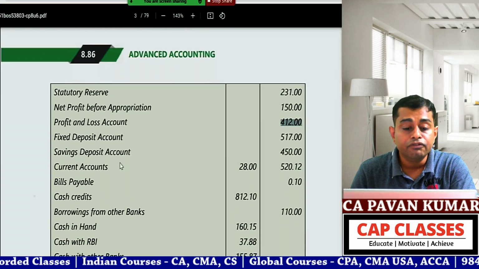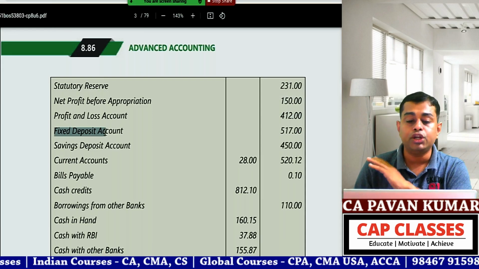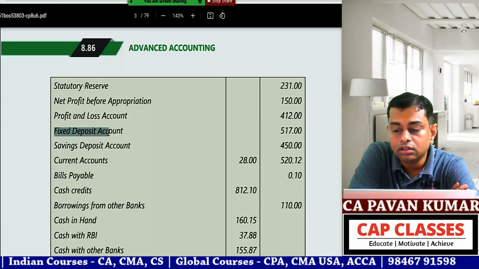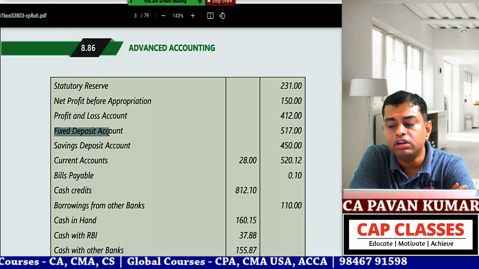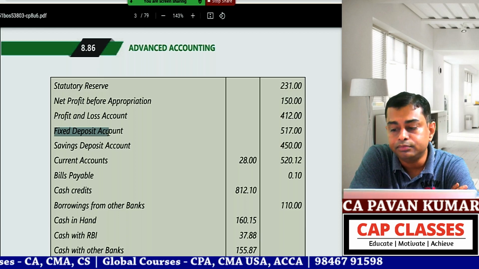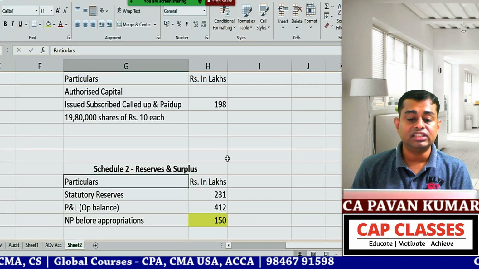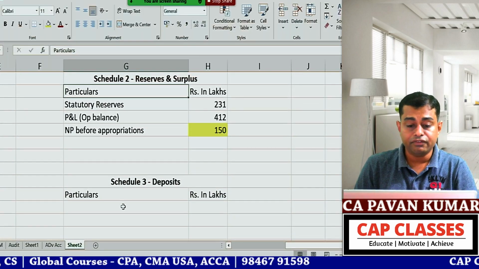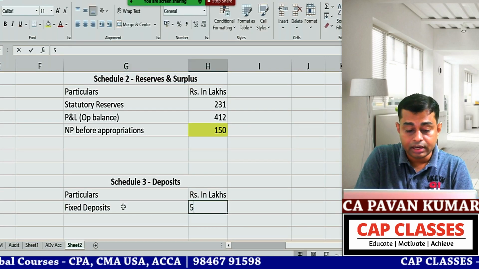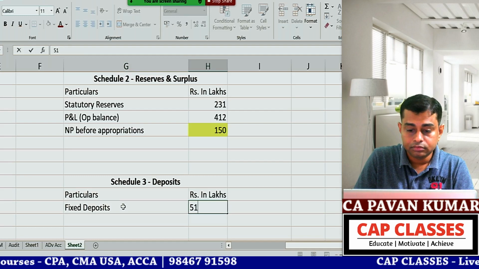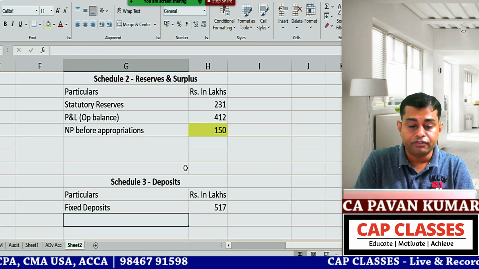Next. Fixed deposit account. Where should I show this? Schedule 1 to 11, you tell me. Schedule 3 deposit, sir. Why schedule 10, ma? Kirti, it should be schedule 3, ma. Very good. Schedule 3. Correct. Fixed deposit 517. Schedule 3 fixed deposit 517. Correct? Yes, sir. Then savings deposit 450.